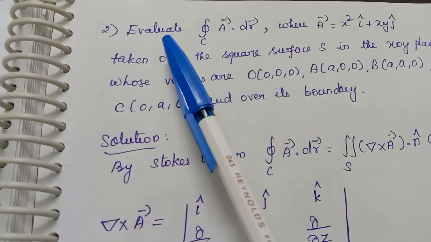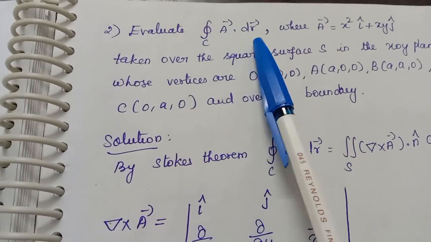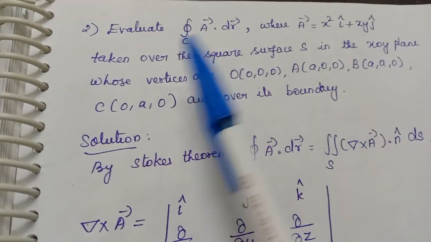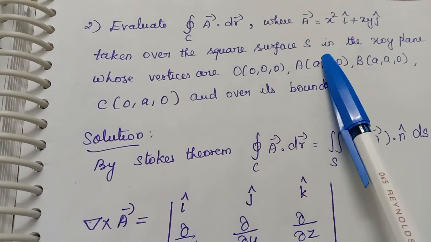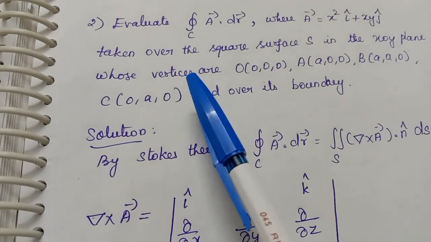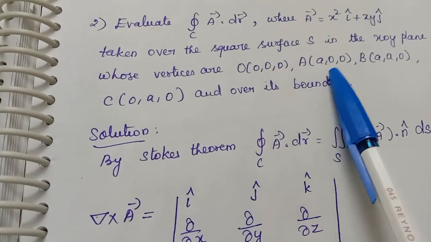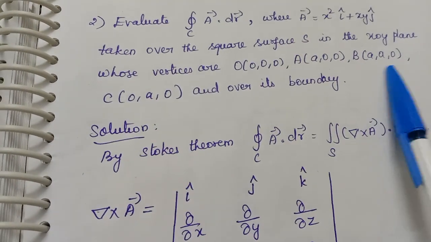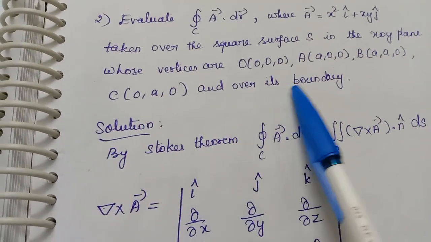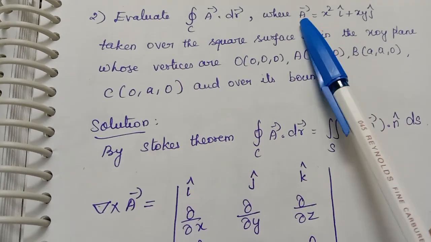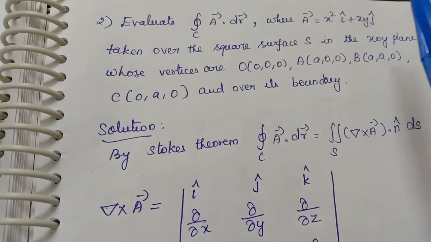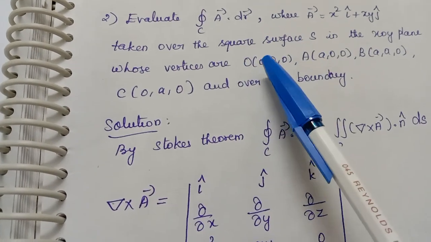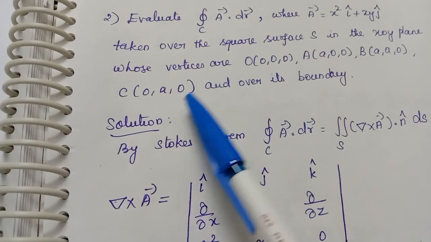This is the next problem. Evaluate the integral over C of A·dr, where A = x² i + xy j, taken over the square surface S in the xy plane whose vertices are (0,0,0), (a,0,0), (a,a,0) and (0,a,0), and over its boundary. Here a vector-valued function is given, and we are going to integrate it over the surface of the square. The four vertices of the square are given here.